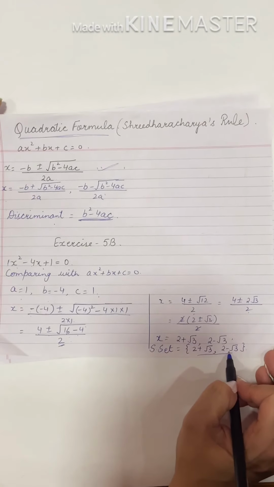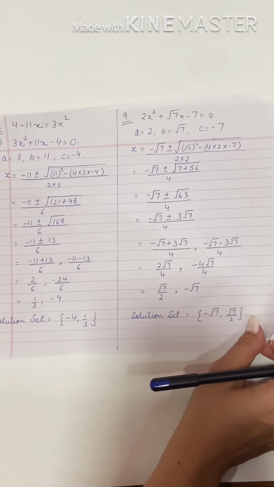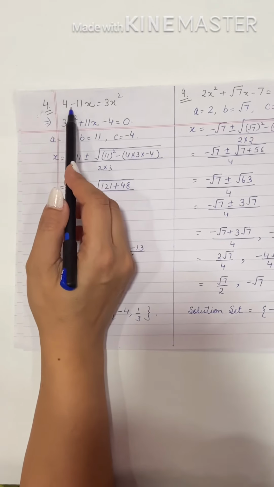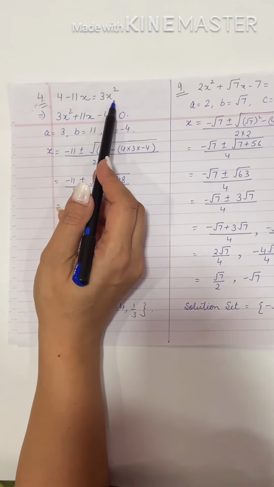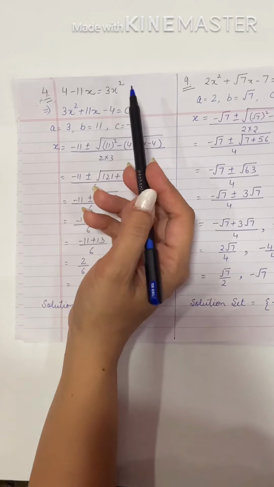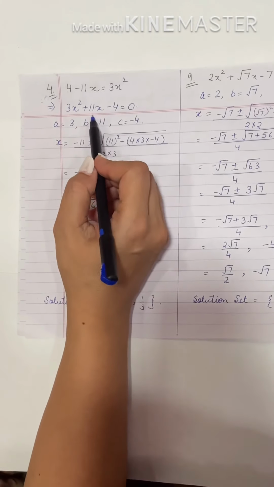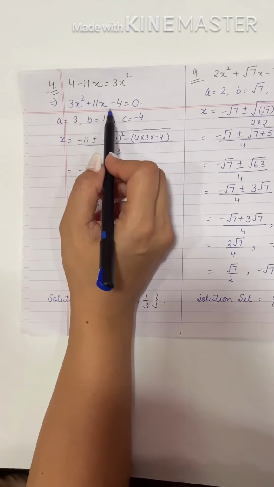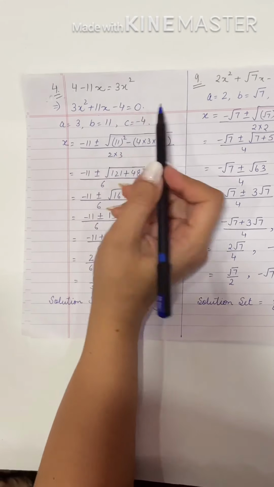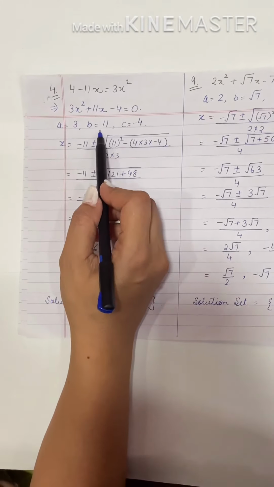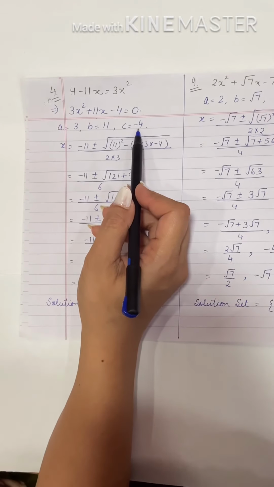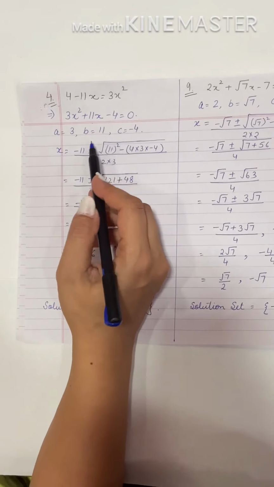Similarly, now see next question number 4. 4 minus 11x is equal to 3x square. First we are going to convert it into the standard form. It will be 3x square, 11x taken to that side will become positive, and this will be minus 4 is equal to 0. So a is equal to 3, b is equal to 11 and c is equal to minus 4. We are going to put it in the standard formula.